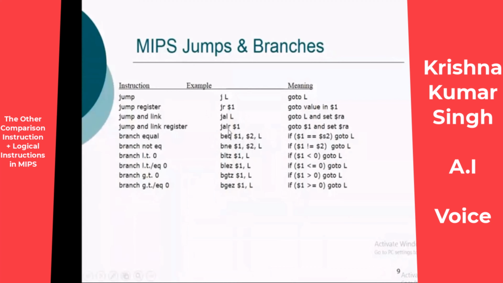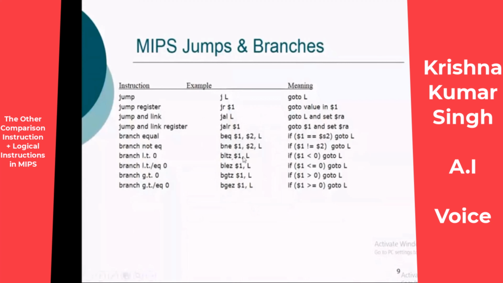Branch equal, branch not equal. There are some other types of branches. We only cover these two, but there are other types: branch less than or equal to 0, branch greater than 0, and branch greater than or equal to 0. As you can see, in all of them we only check against 0: less than 0, greater than 0, greater than or equal to 0, less than or equal to 0. Only this type of condition.